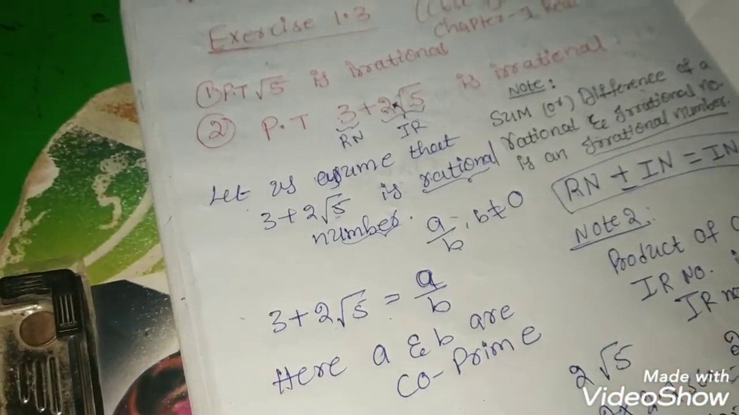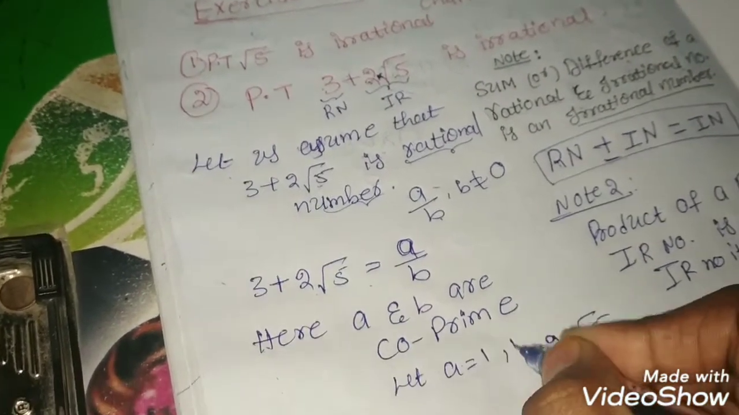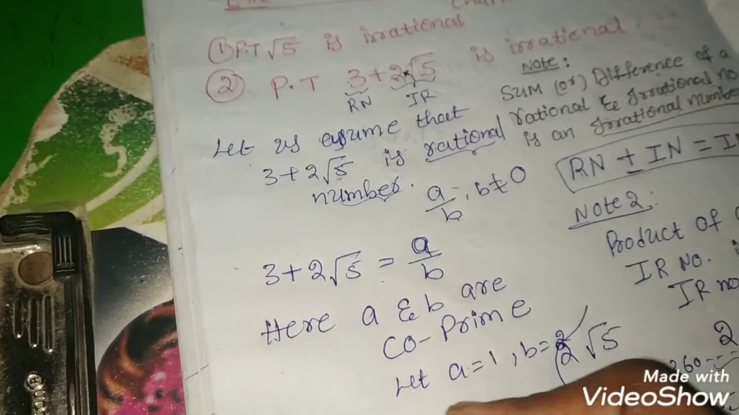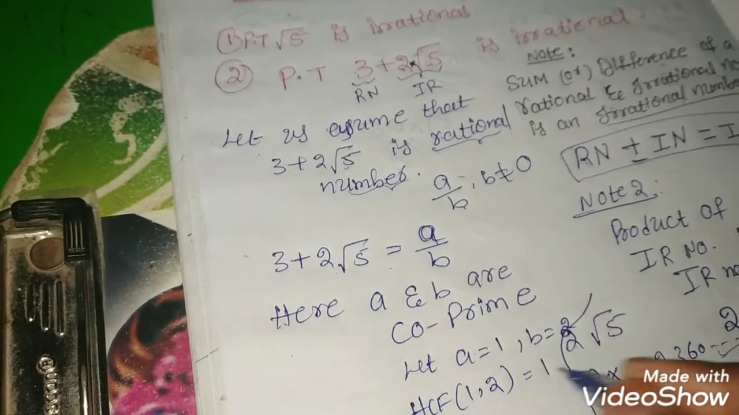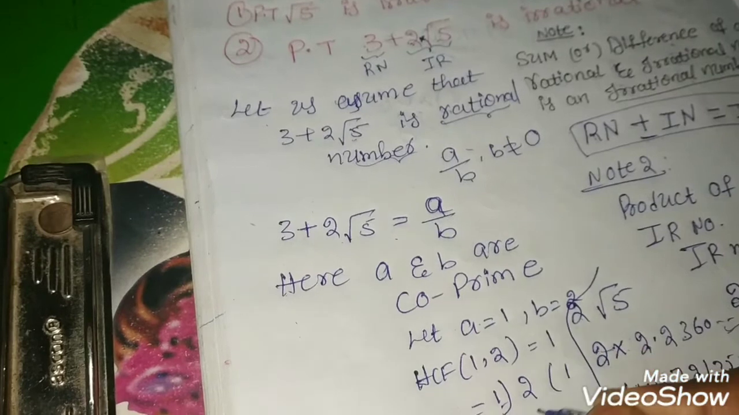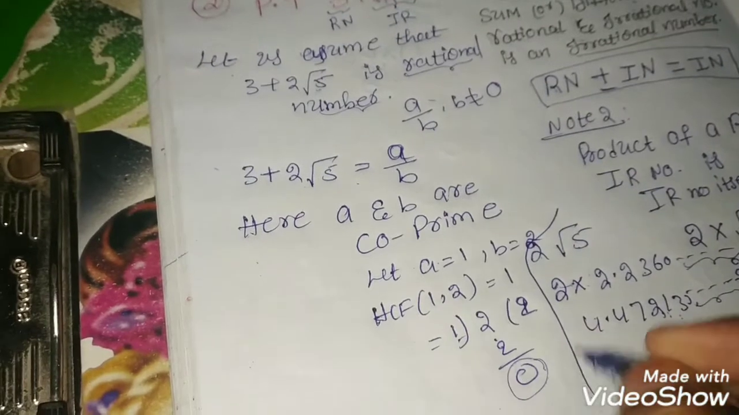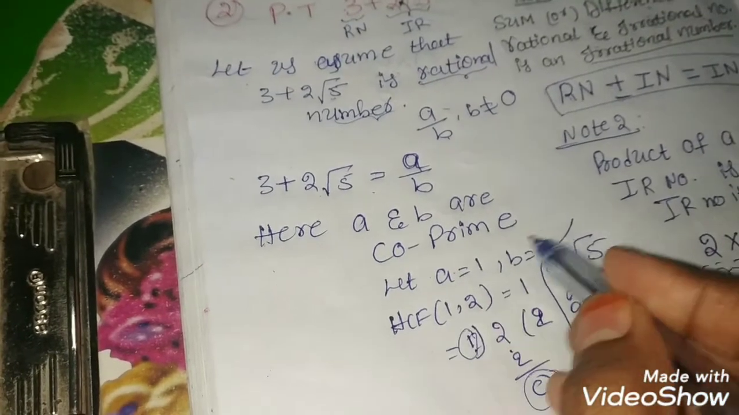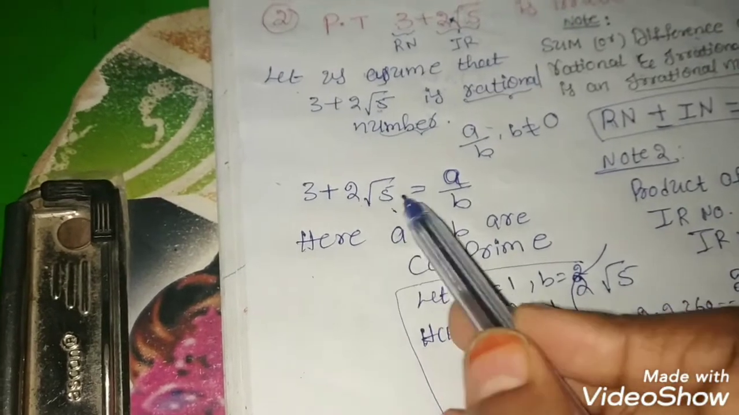What is a co-prime? It has no common factors except 1. For example, let a equal 1 and b equal 2. If you find the HCF of 1 and 2, we get 1 itself. Do you know how to find the HCF? 2 ones are 2, sorry, 1 twos are 2, remainder is 0. If the remainder is 0, our HCF is 1. Understand? You can write this as a note.